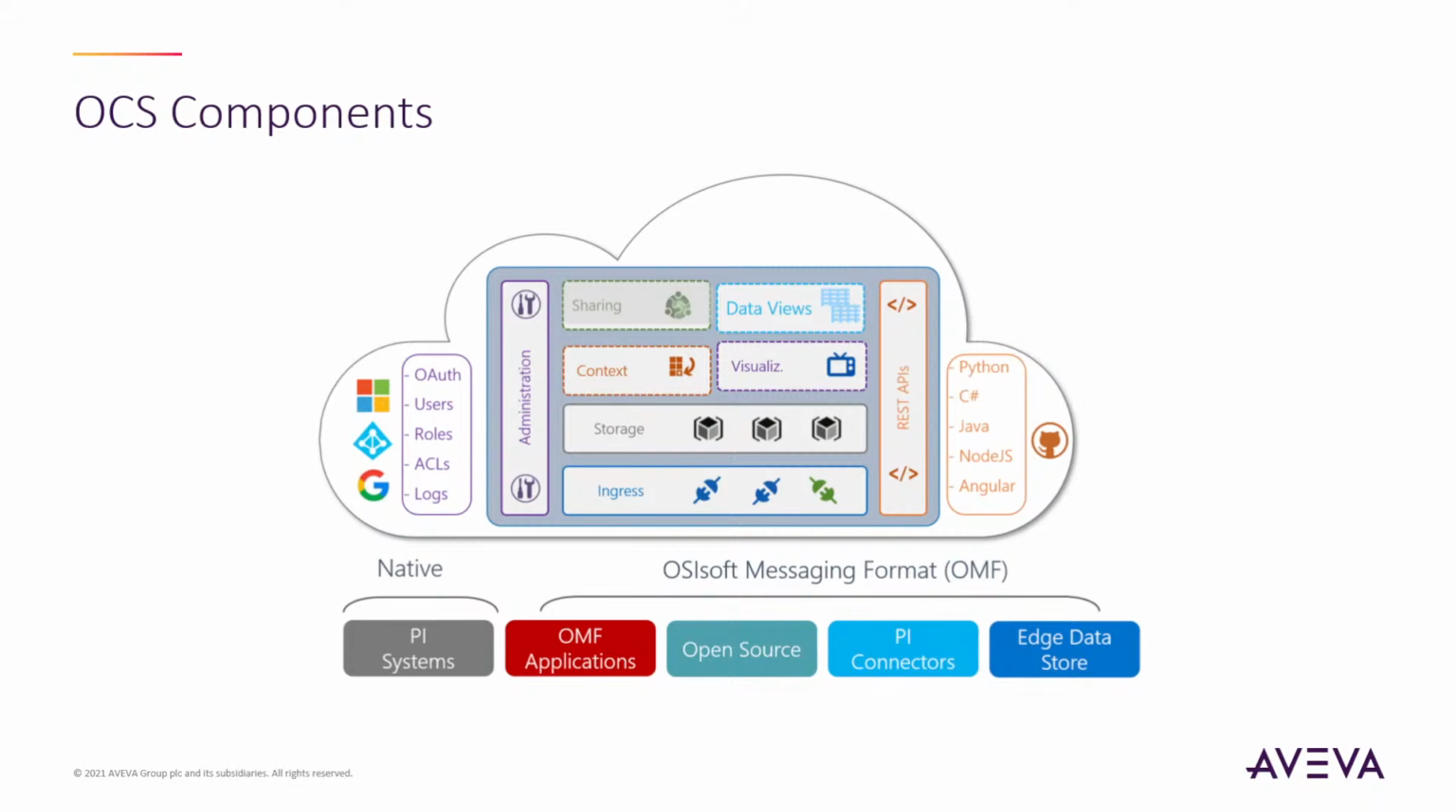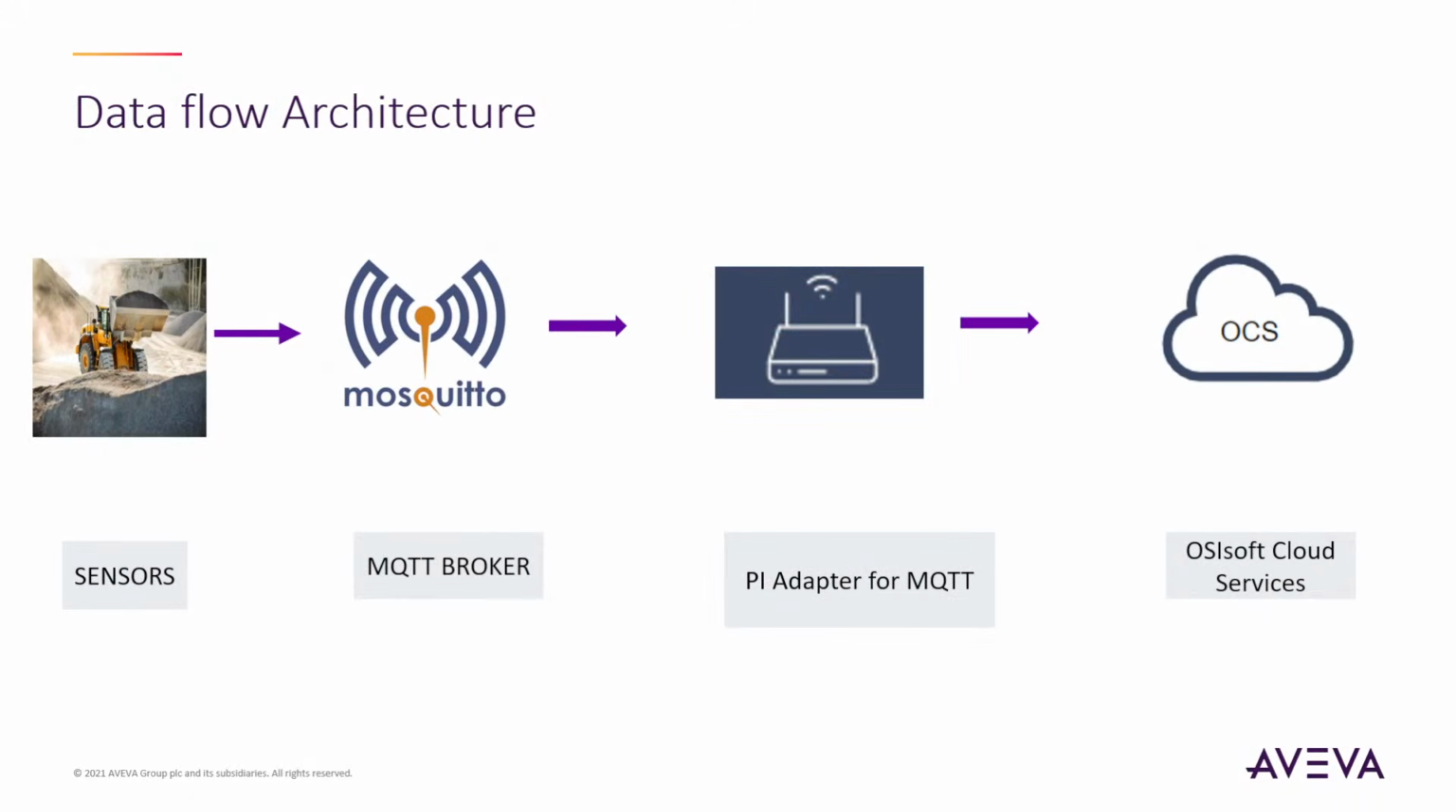Products such as Pi Adapter and EDS can natively send data to OCS using OMF as the means. And if you're using Pi Server in your plant-based systems, you can also leverage the Pi to OCS agent to transfer all or a subset of Pi system data from Pi Server to OCS. So more about that at a later time. In the interest of time, we're going to keep moving as we get into the data flow architecture.